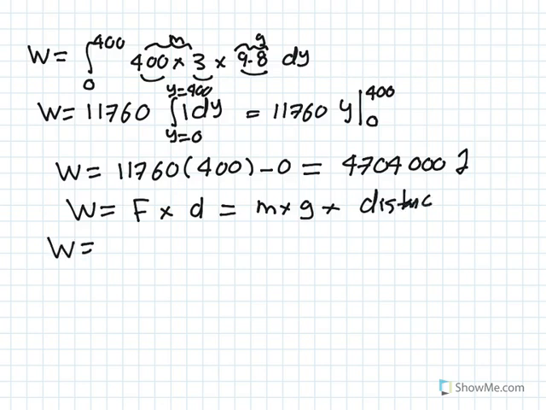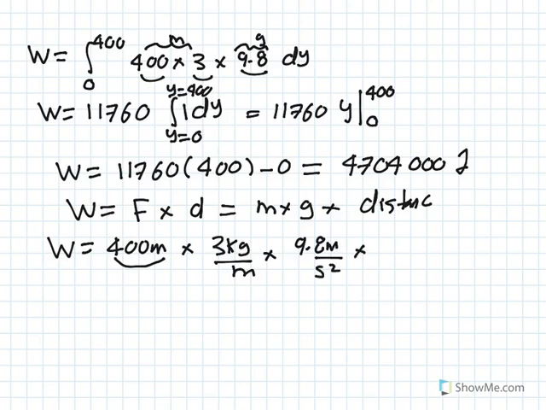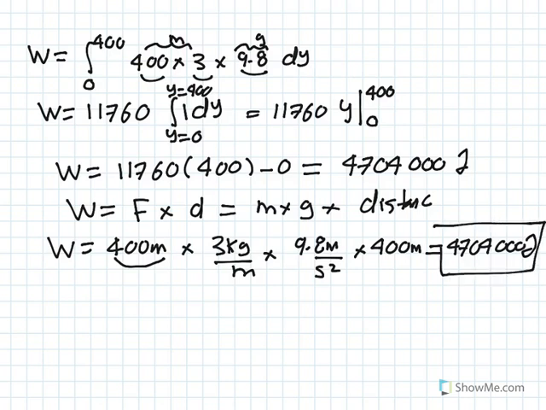So work is equal to 400 meters of cable, times linear density 3 kilograms per meter, times gravity 9.8 meters per second squared, times the distance that the 400 meters of cable has to travel to reach the halfway point. So 400 meters. If you multiply all of these out, you get 4704.123 joules. You get exactly the same answer as when we applied an integral. So an integral was not really required. But it was required when we found the work done to lift the top half of the cable. And we're going to talk about why that is.